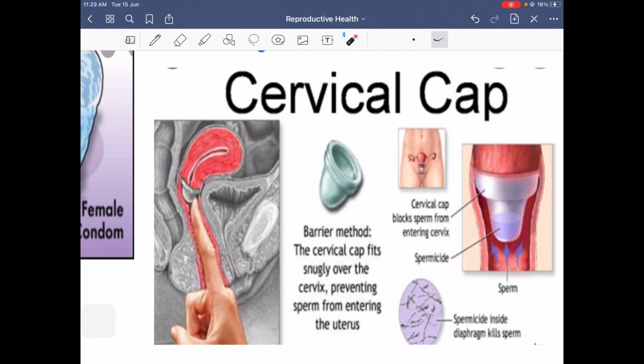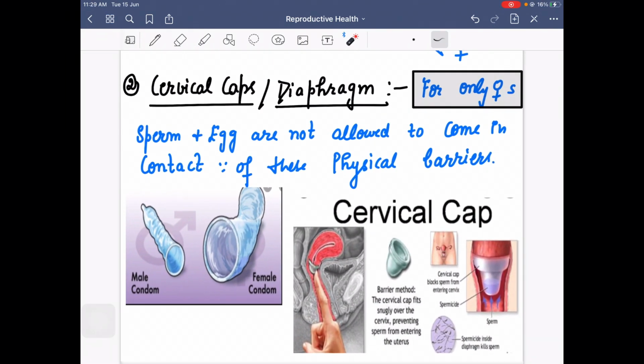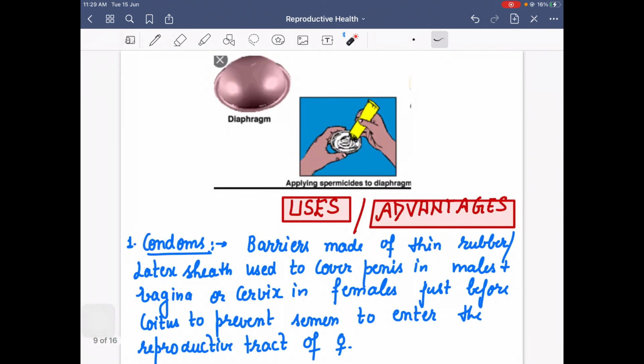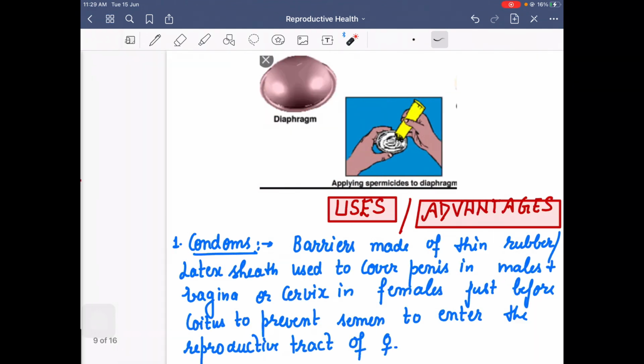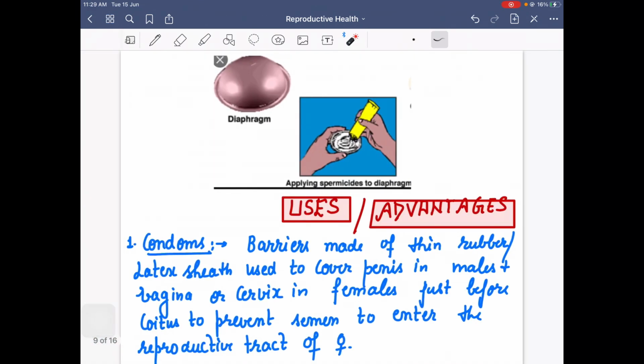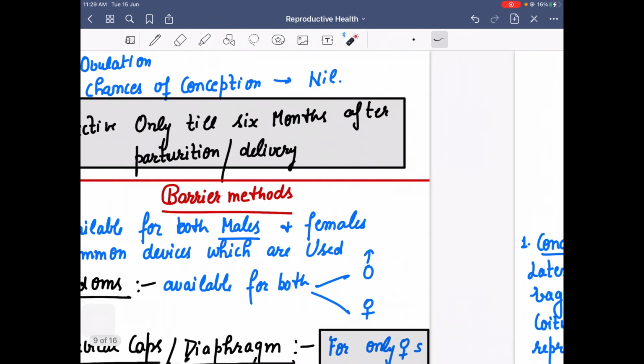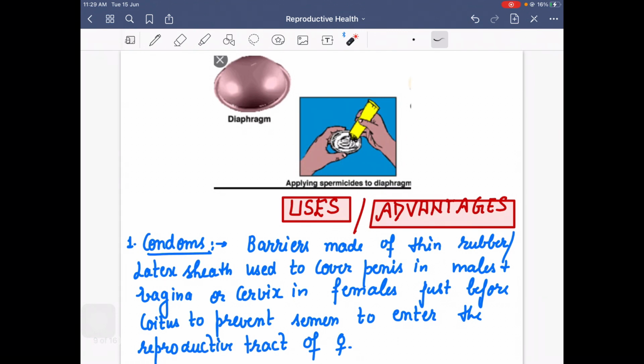You apply this jelly like structure on it and after that insert it into the cervix, and this fits very easily on the cervix and prevents the entry of sperm into the uterus. Same is very commonly used, like this is the diaphragm, right? The diaphragm is a little bigger in width, and same is the cervical cap. So these are the alternative methods. These are the barrier methods.